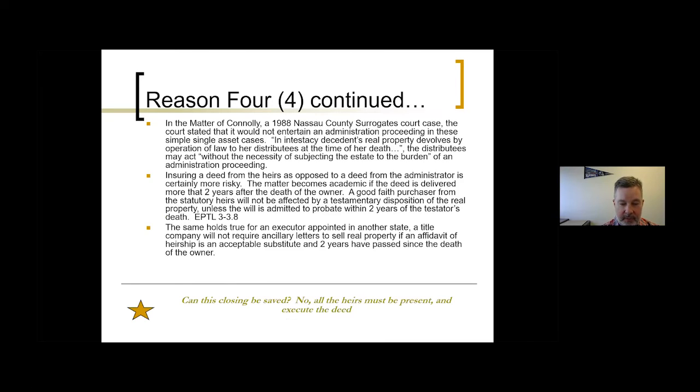But the 2-year period has been established because statutorily under the EPTL, a good faith purchaser from the statutory heirs will not be affected by a testamentary disposition of the real property unless the will was admitted to probate within 2 years of the testator's death. So that's where that 2-year period comes from.